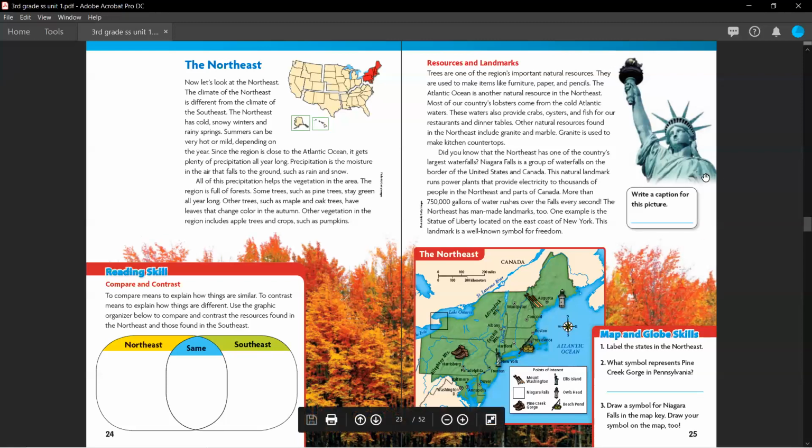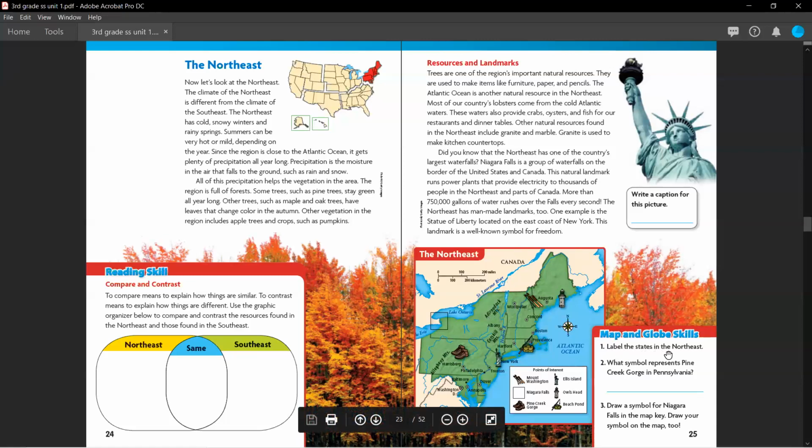Now over here it says, write a caption for the picture. So remember, the captions tell us what's going on in the picture. So put a name under this when you know what this is called. List the name for it right here. This is a map of the northeastern region.